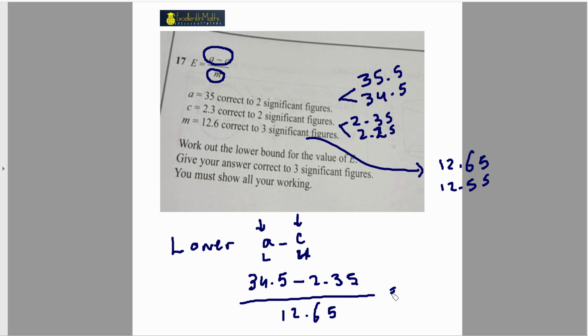You put that all on your calculator: 34.5, take away 2.35, all over 12.65. So I got here 2.541501976. He wants that to 3 significant figures, which is going to give me 2.54, the final answer.